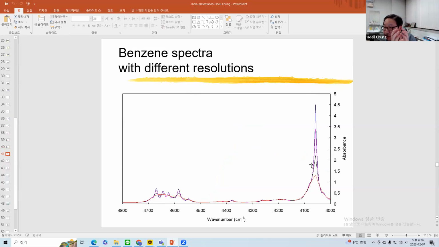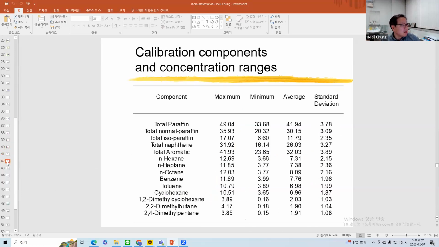Usually the band is very sharp, right? But as you can see here, when you decrease the resolution, the sharp peak gets broader, and then the sharp feature will be lost. Okay, so that is what happened.